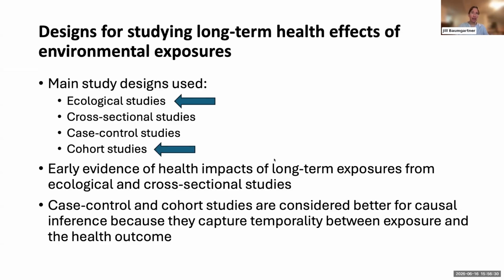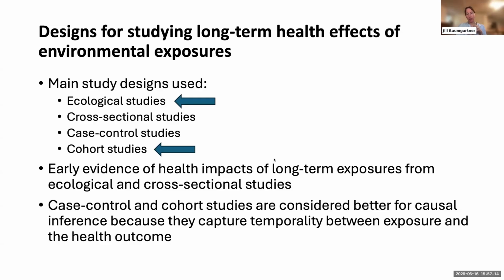And case control and cohort studies came a little bit later and are generally considered better for causal inference because they capture this temporality between your exposure and your health outcome. Right? So ecological and cross-sectional designs don't capture that temporality component as well as case control and cohort studies, but case control and cohort studies are a lot more intensive. So I'm going to go through two examples because I don't have enough time to go through all of these designs. Again, you're welcome to dig into this more with some of the reference books that I gave at the beginning. But I'm going to talk about ecological studies and cohort.